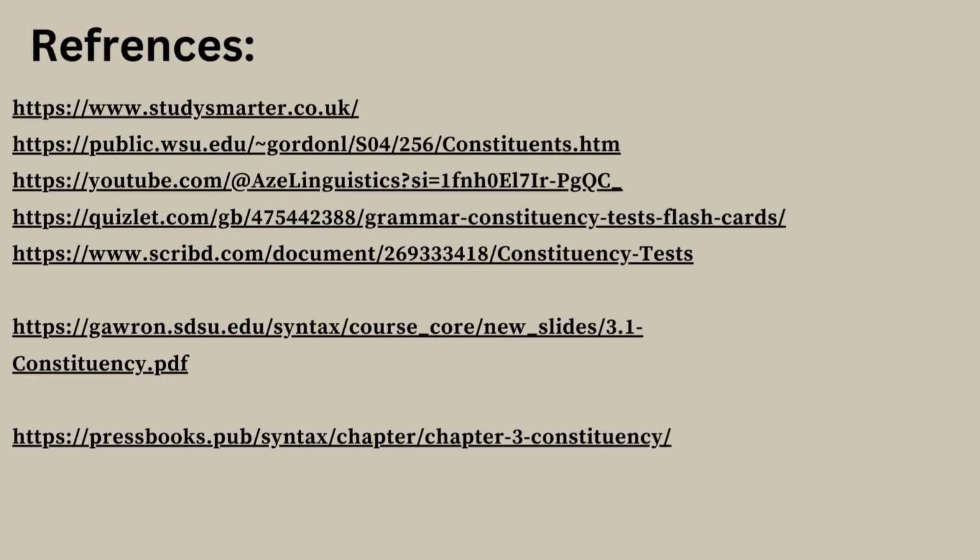Overall, if we discover a string of words that passes these tests, then we know that the phrase is a constituent, and that tells us something about the organization of the sentence as a whole. Not every constituent will pass every test, but if you have found that it passes two of those tests, then you can be confident that the string is actually a constituent.